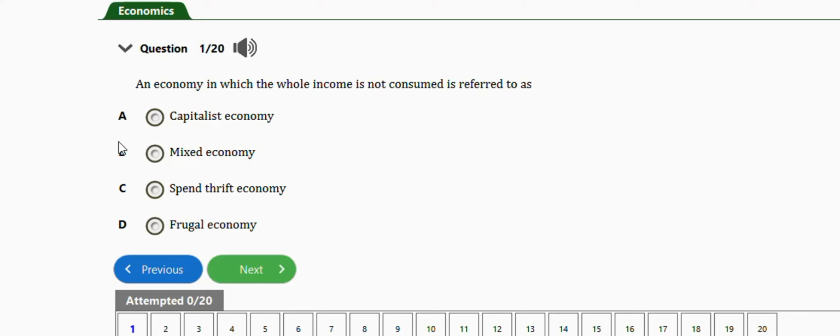The first question I have here says, an economy in which the whole income is not consumed is referred to as: capitalist economy, mixed economy, spendthrift economy, frugal economy. The right answer is option D, which is frugal economy. The next repeated question is this one.